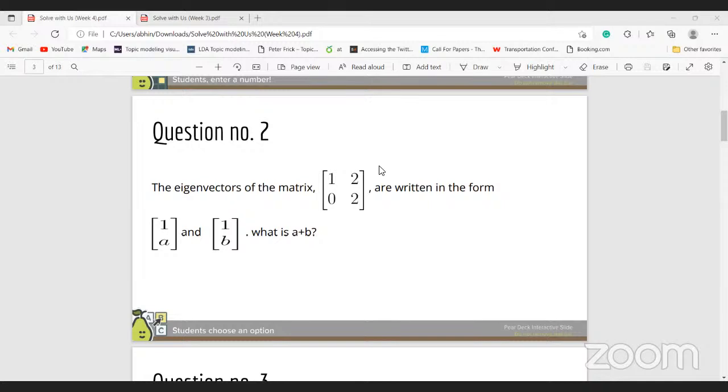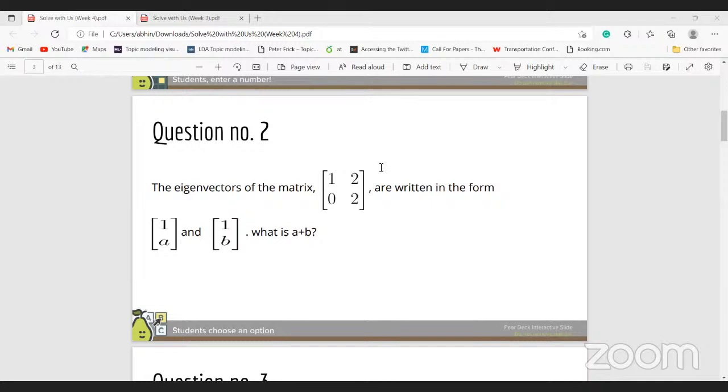Now, in what form do you require this eigenvector? 1a and 1b. The first eigenvector we got was of the form k0, just put k equal to 1. So for the first you got 1a, 1, 0. For the second, since you are getting 2, 1, you have to make it to the form 1b. So what you have to do, just divide both elements by 2. So you'll get 1 and 1 by 2.